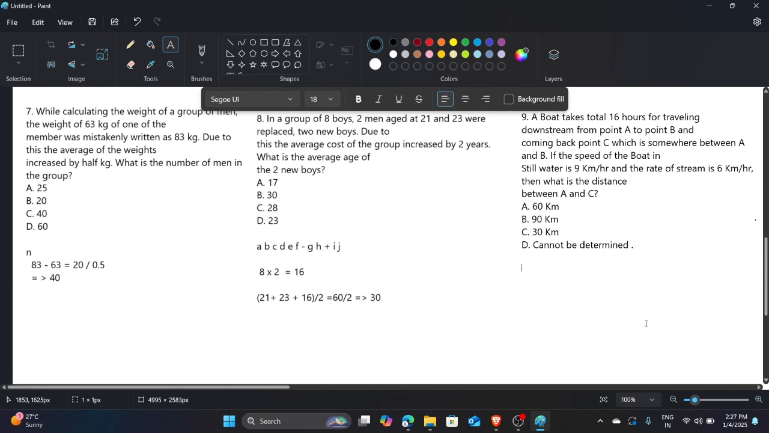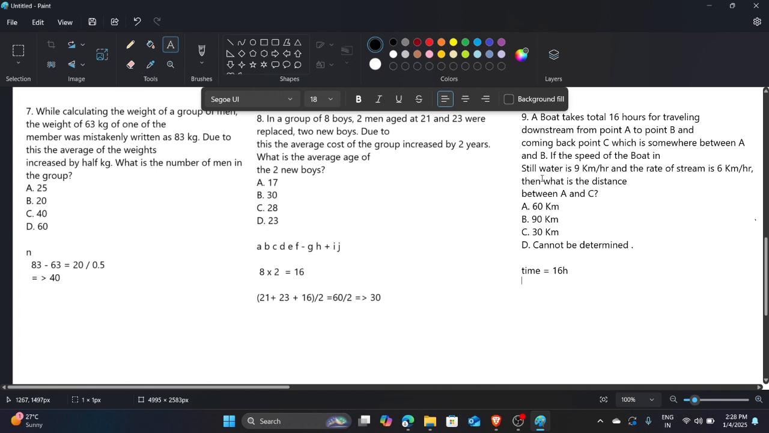So yeah, it is a little bit difficult. We will try to do it. If the boat takes a total of 16 hours, the total time is nothing but the 16 hours. A to point B and come back to C, which is somewhere in the middle.